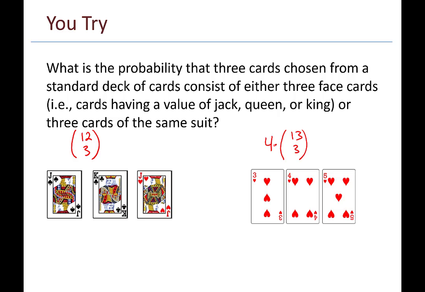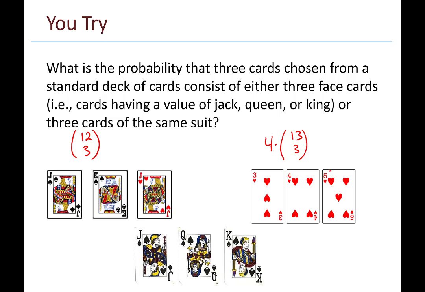Now, there is some overlap. There are some cards that satisfy both of these. So in fact, what about the face cards that are all of the same suit? I can have Jack, Queen, King of spades, or Jack, Queen, King of clubs, or I can have those cards in hearts, or I can have those cards in diamonds. So in fact, I think there are 4 possibilities.